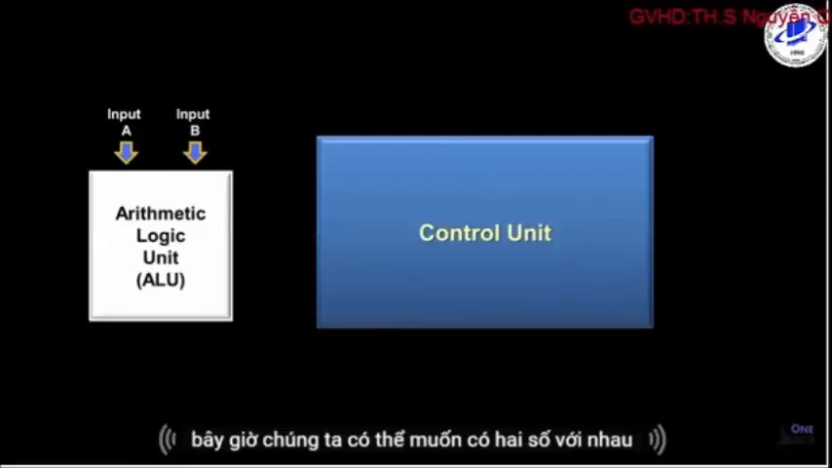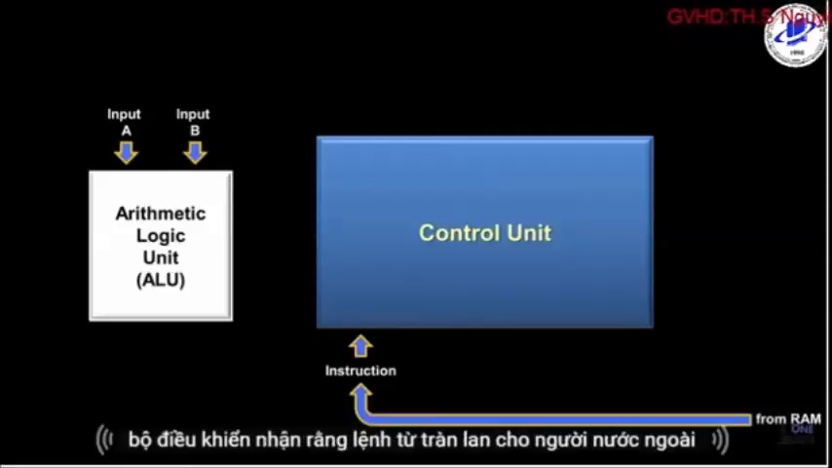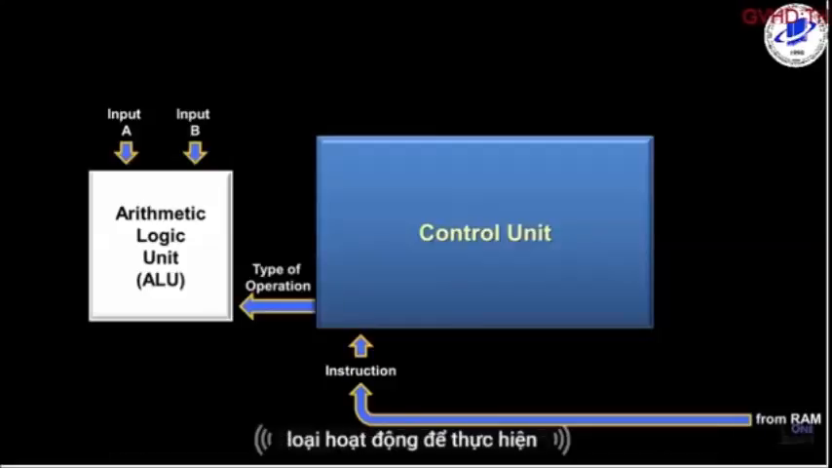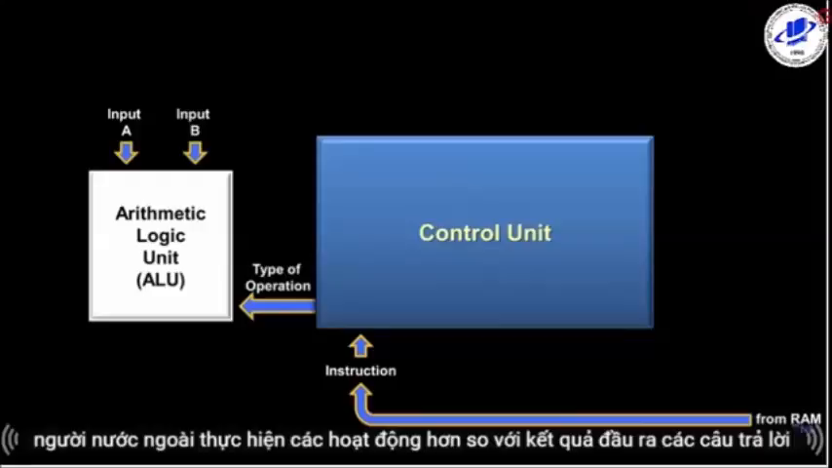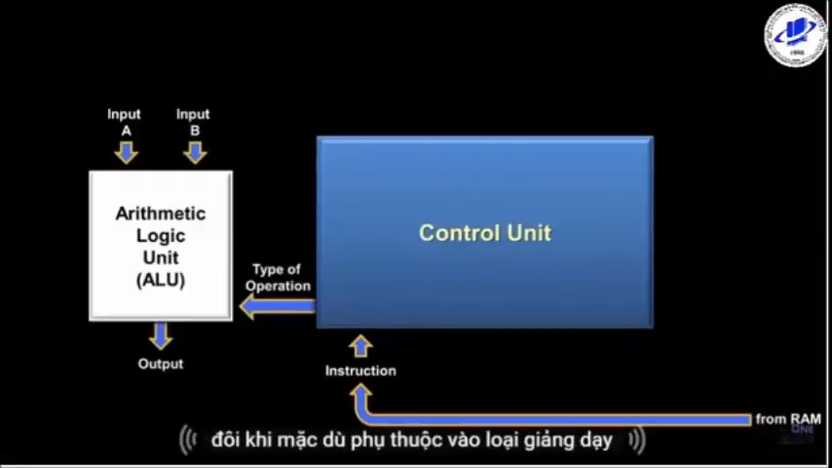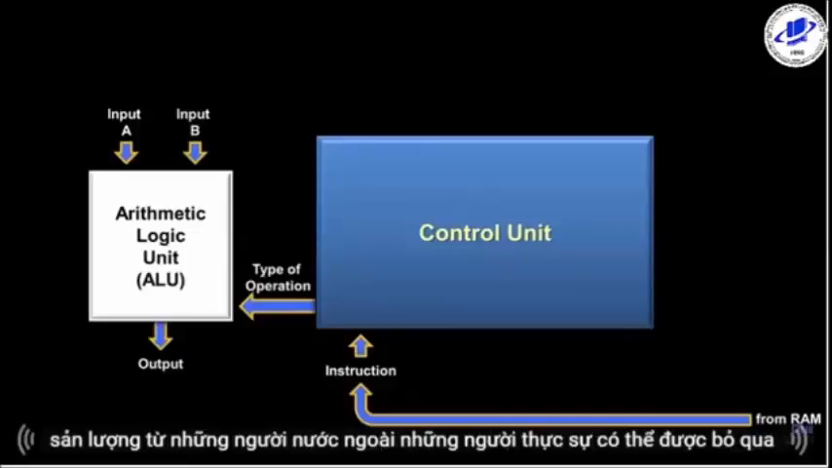Now we might want to add those two numbers together. The control unit receives that instruction from RAM and then tells the ALU what type of operation to perform. The ALU performs the operation and then outputs the answer. Sometimes, though, depending upon the type of instruction, the output from the ALU can actually be ignored.